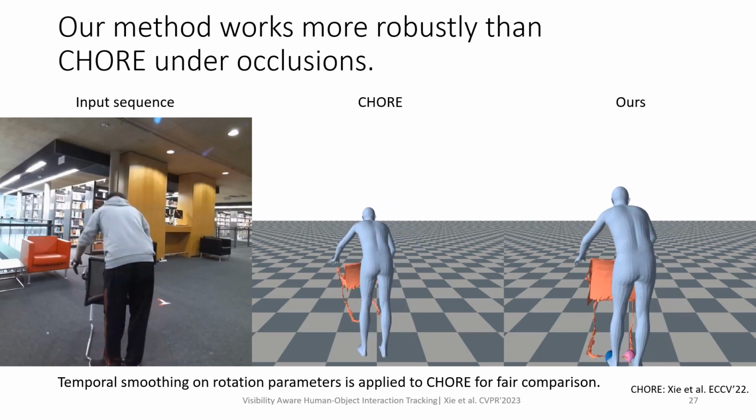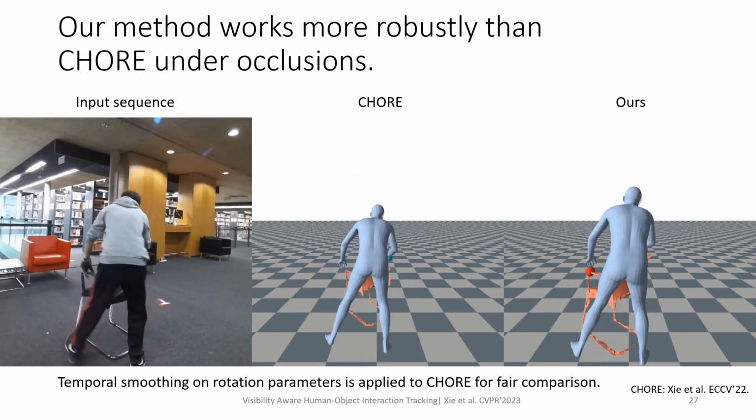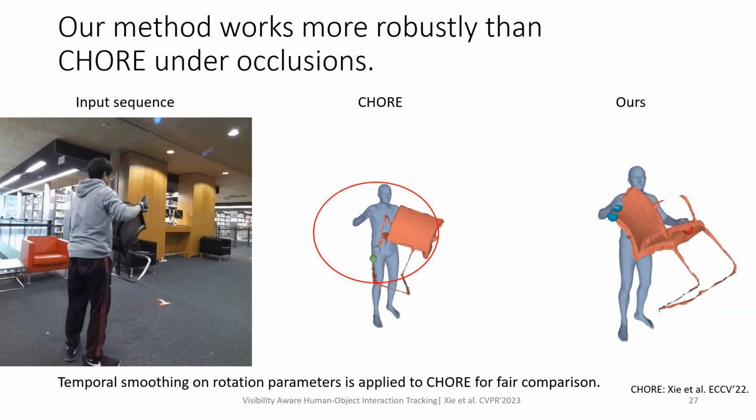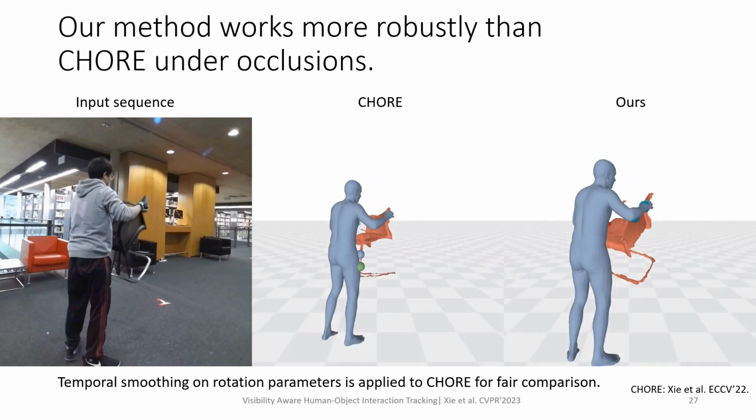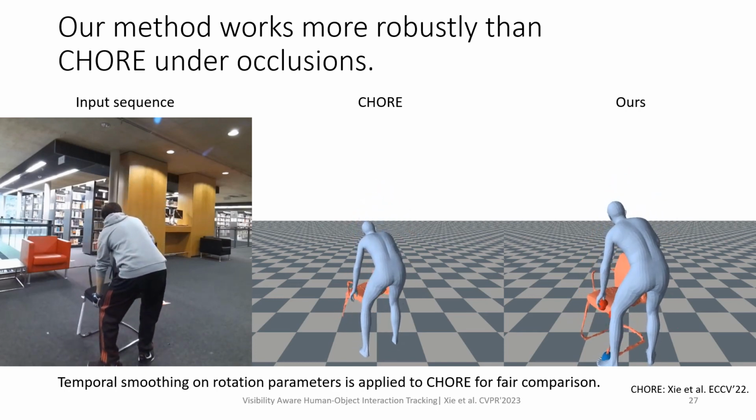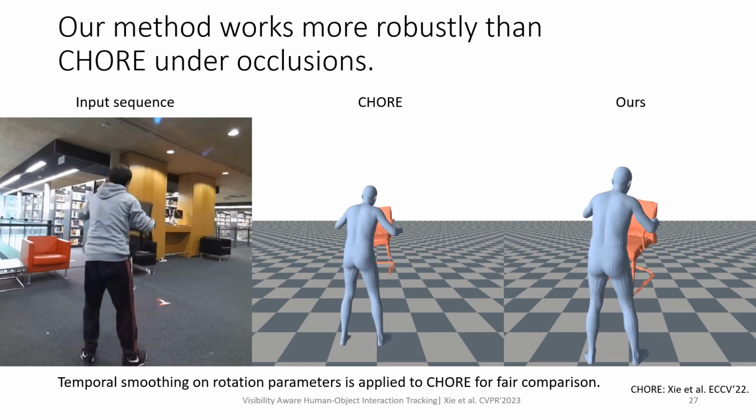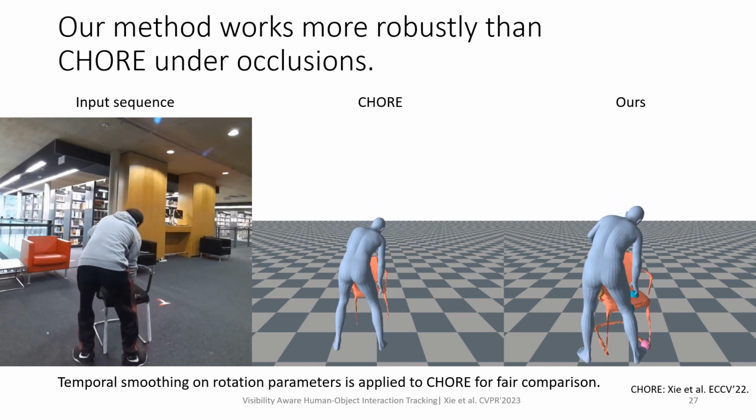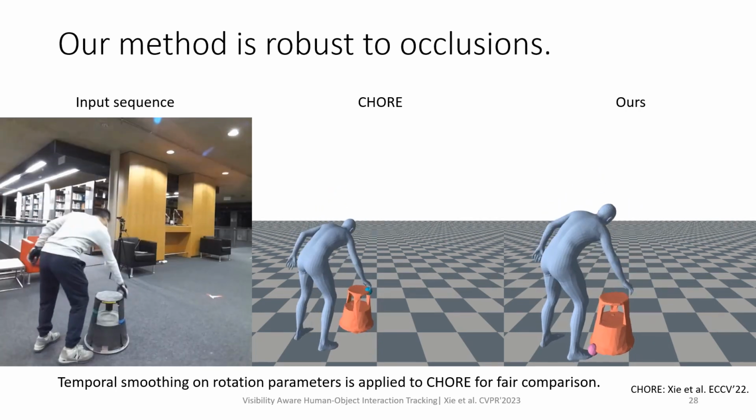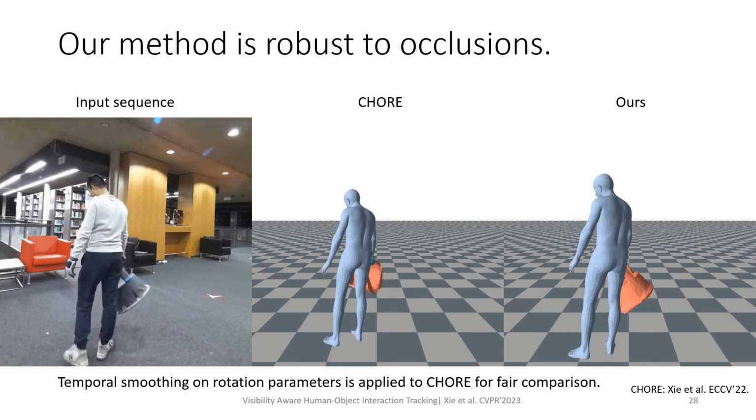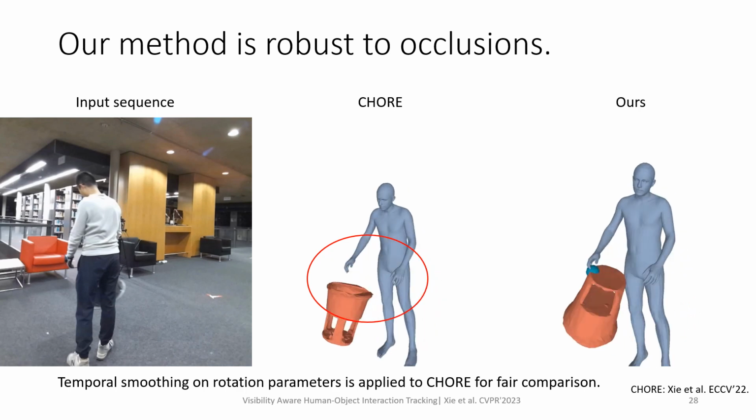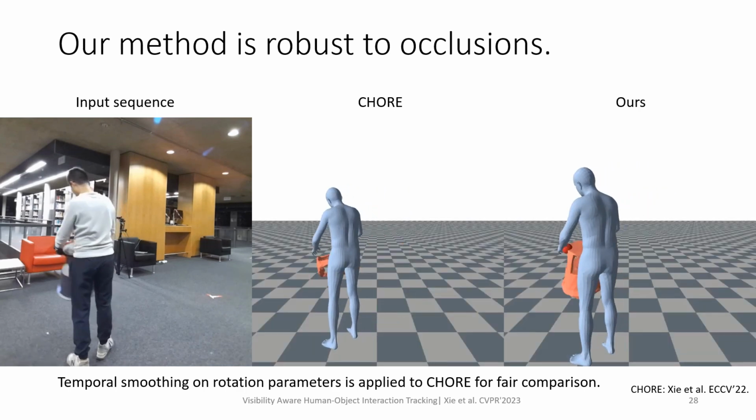We can see that CHORE gives some reasonable results when the object is mostly visible, but its performance drops significantly when the object is occluded. Our method, on the other hand, leverages the human and object visibility information, hence can robustly track the human, object, and the contact between them, even under heavy occlusions. We show another example from the BEHAVE dataset. We can see CHORE is unstable and fails under occlusions. Our method accurately tracks the human and object in the full sequence.